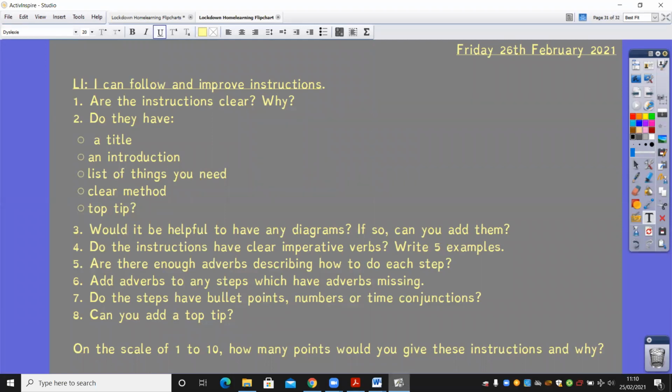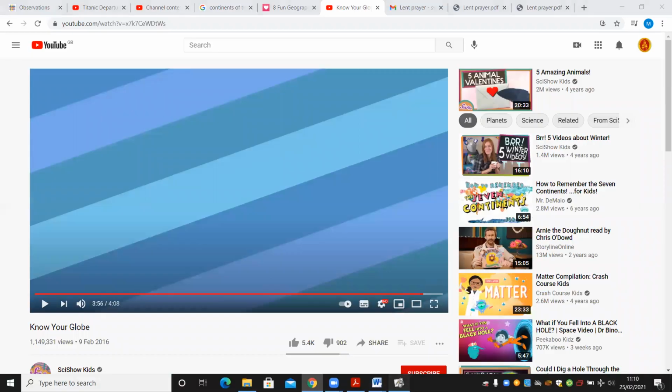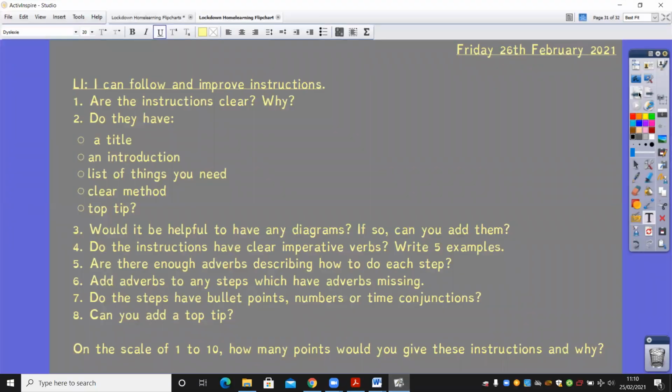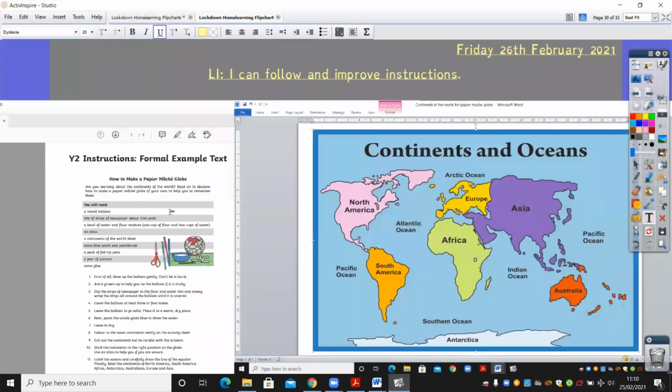Lovely, isn't our Earth amazing? What an amazing planet.